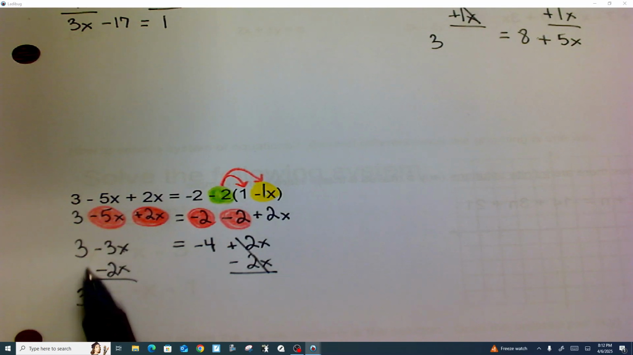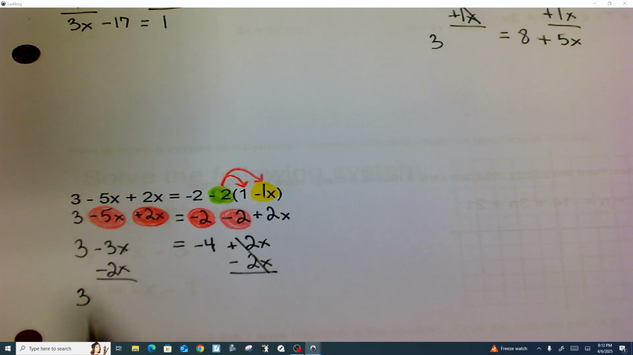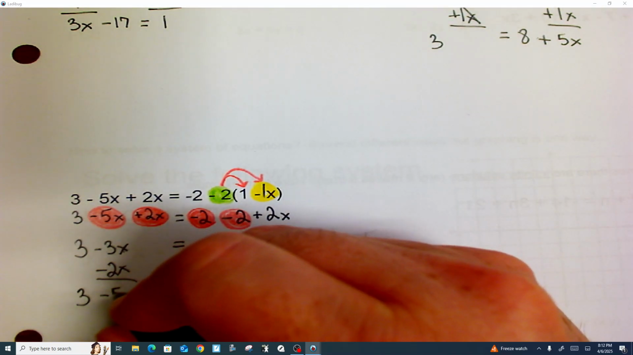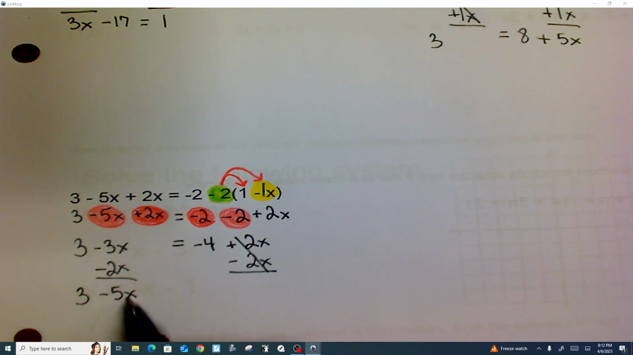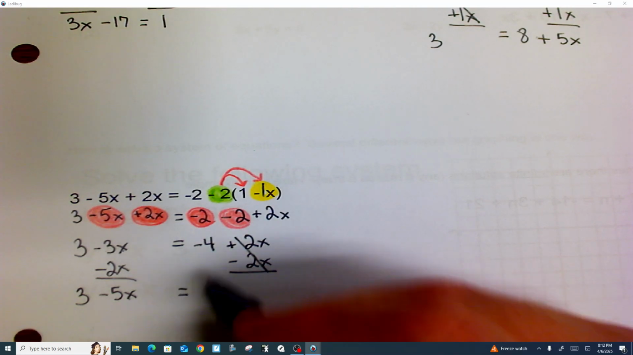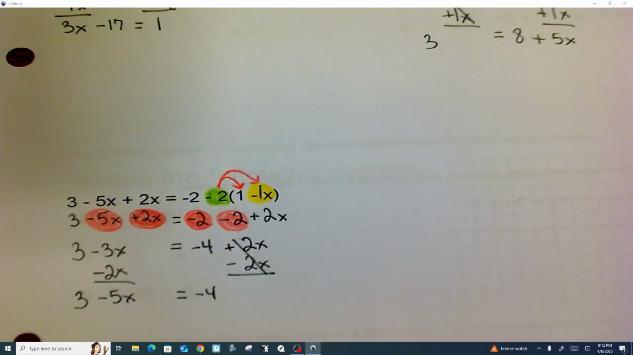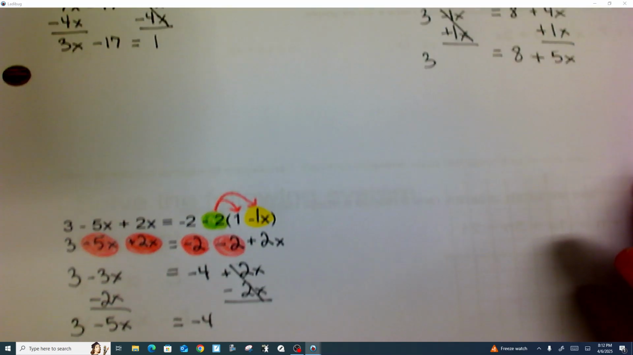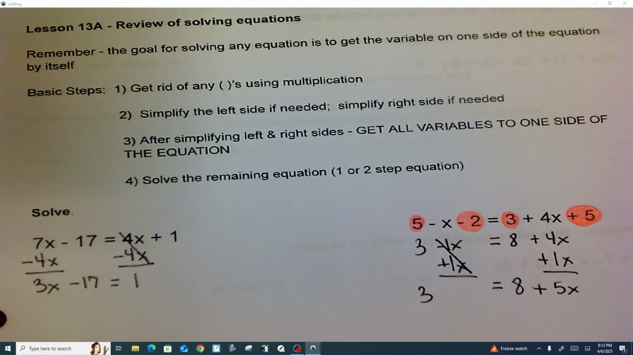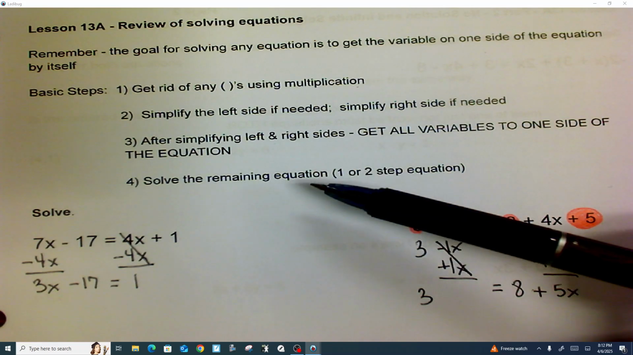This 3 right here falls straight down. Negative 3 minus 2 is not negative 1. It's actually negative 5. And they have x's on there, so I'll put the x right there. The equal sign falls straight down, and the negative 4 is just sitting over here all by itself because this went away. So that was taking care of the third step of every single equation right there, of getting all the variables to one side of the equation.